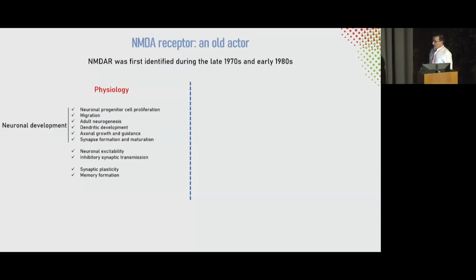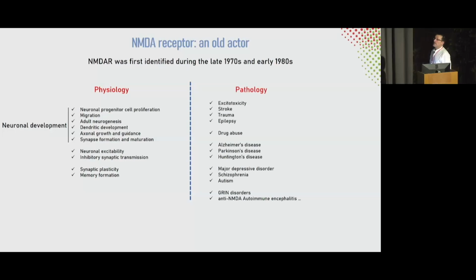But there is also a bad side of the NMDA receptor. We know that it has been involved in many pathological processes, acute diseases like stroke, trauma, epilepsy, and drug abuse, but also chronic diseases like Alzheimer's disease, Parkinson's and Huntington's disease, major depressive disorder, schizophrenia, autism, and more recently GRIN disorder, and anti-NMDA autoimmune encephalitis, which is a new pathology that came up in the scientific literature.